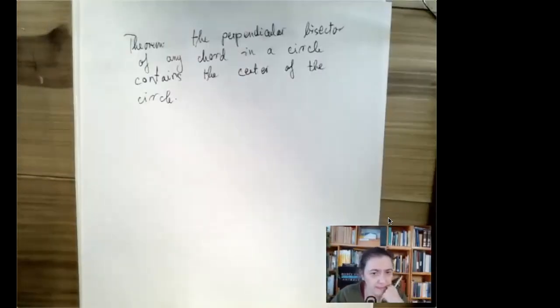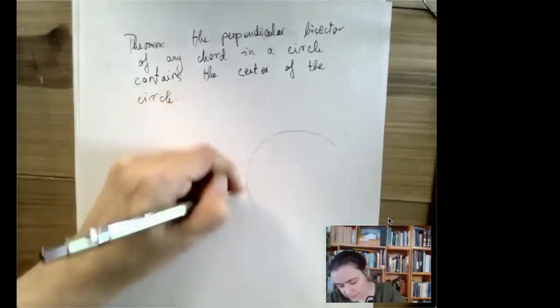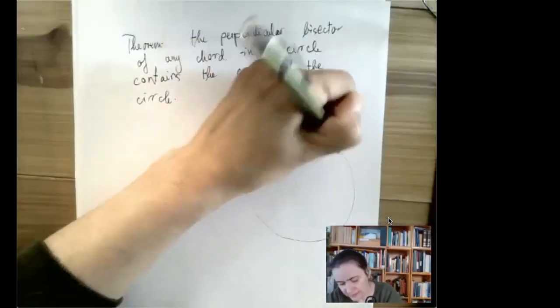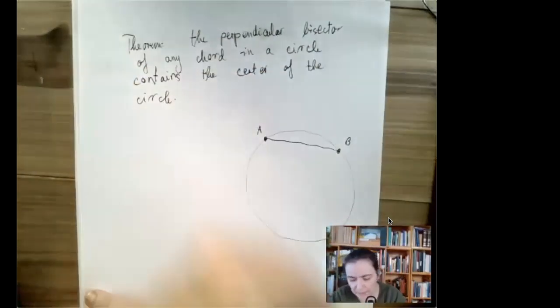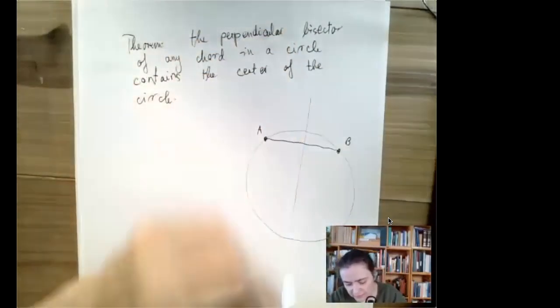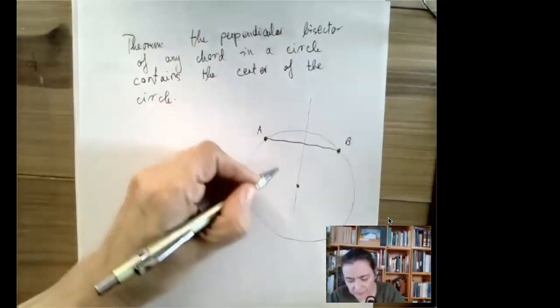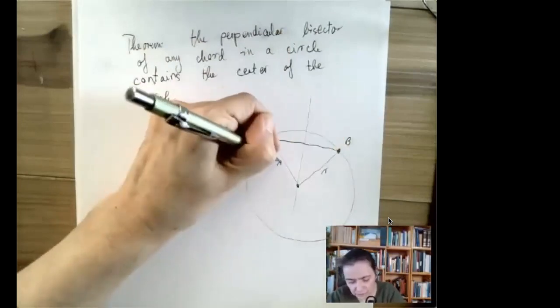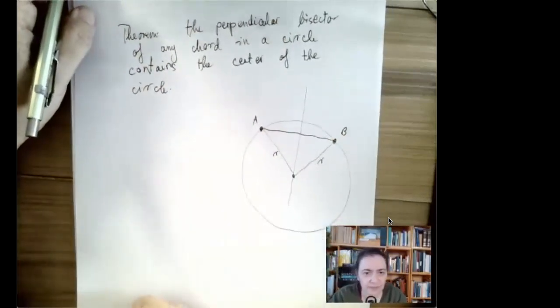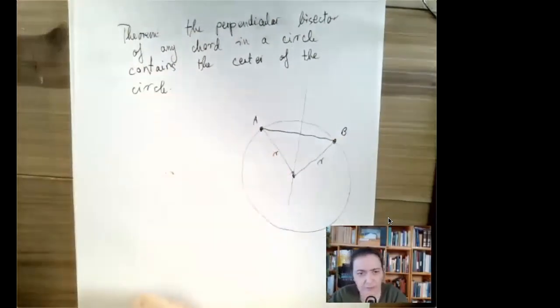One of the easiest consequences of these definitions is the fact that the perpendicular bisector of any chord in any circle will contain the center of the circle. And that's because if we take the endpoints of the chord, line segment AB, and we take the perpendicular bisector, then, well, the center of the circle is at the radius distance from both A and B. Therefore, it has to be contained on the perpendicular bisector.